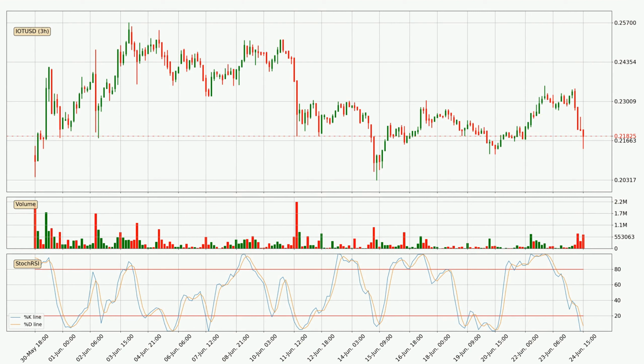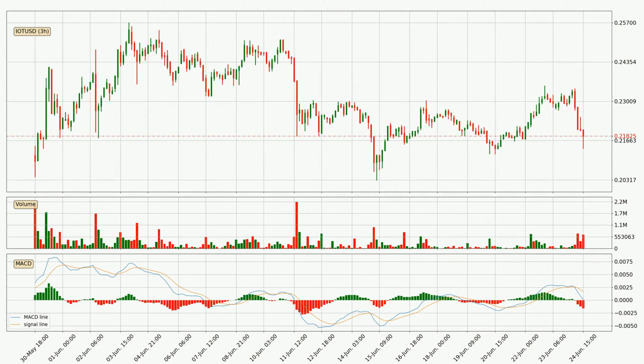Looking at the 3-hourly stochastic RSI, both the %K and %D lines are in the lower region, which means that the price is getting oversold and soon a trend change or at least some kind of consolidation could be expected. However, the K line still hasn't crossed the D line, so it should be waited to see if the trend will actually change to the upside.